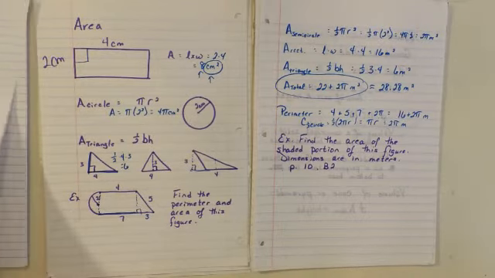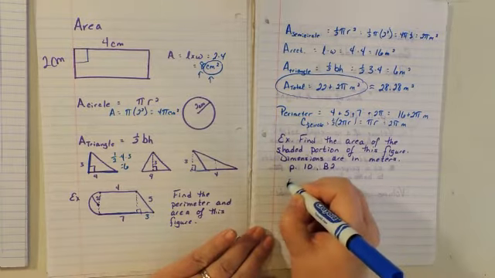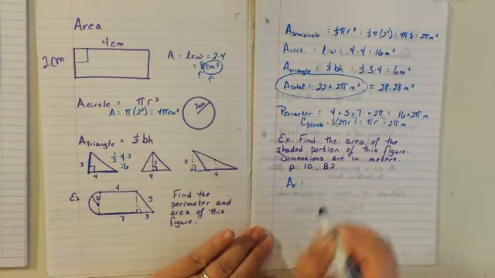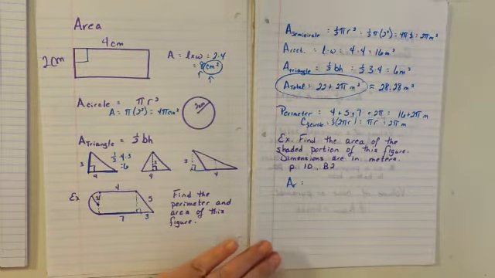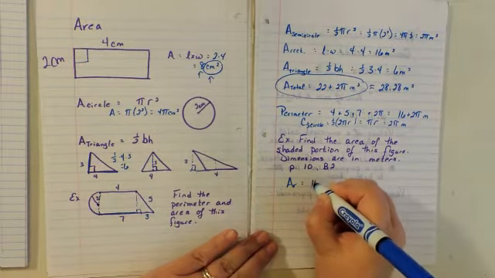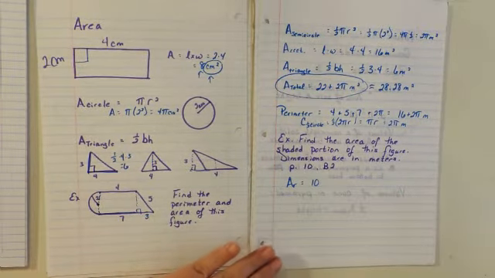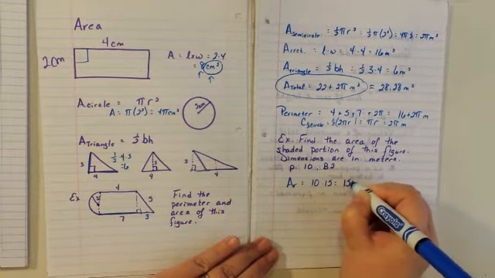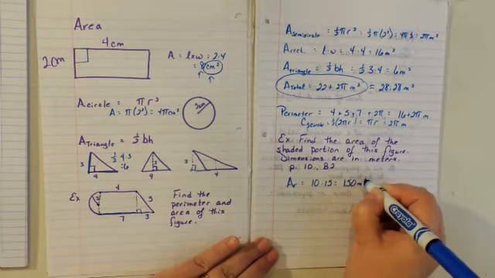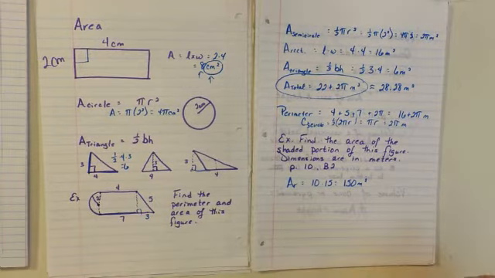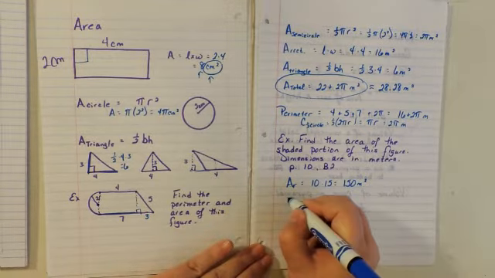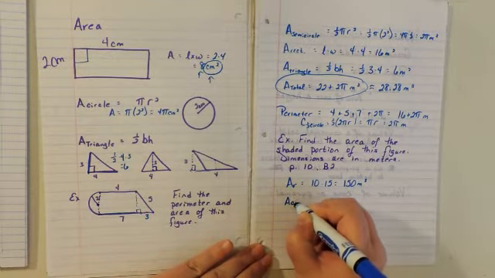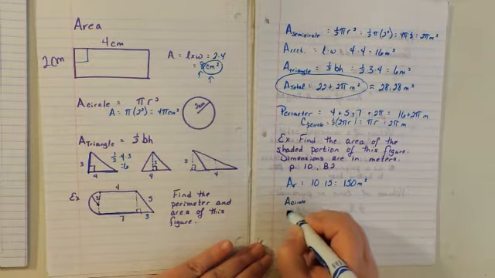So let's start by finding the area of the rectangle all by itself. The area of the rectangle is going to be the width times the height. The width is 10 meters and the height is 15 meters. So the area of the rectangle all by itself is 150 meters squared. From that, we need to subtract the area of the circle and the area of the triangle.